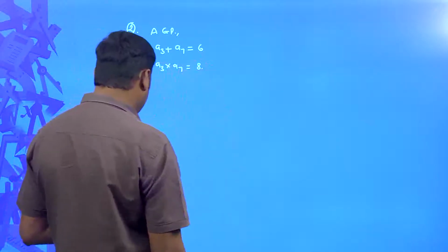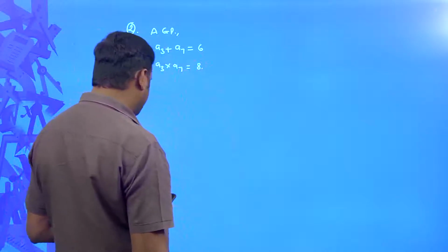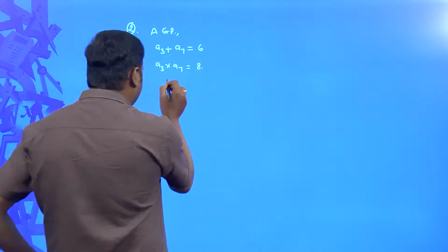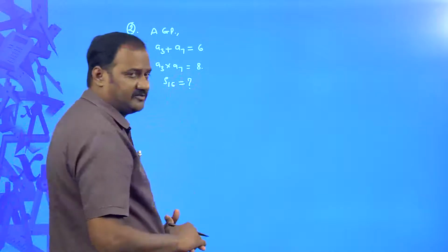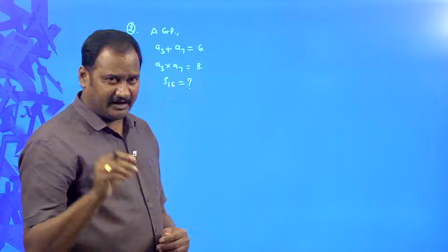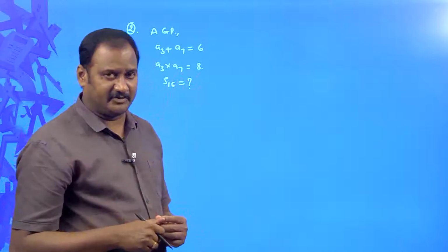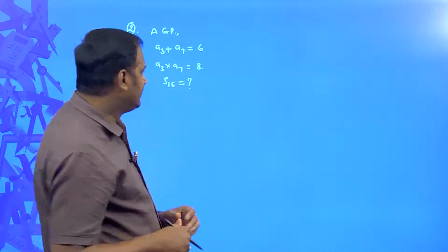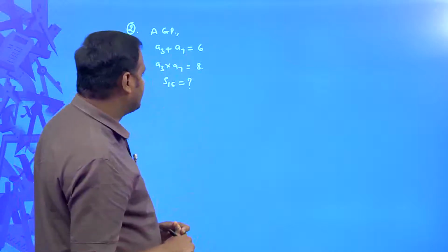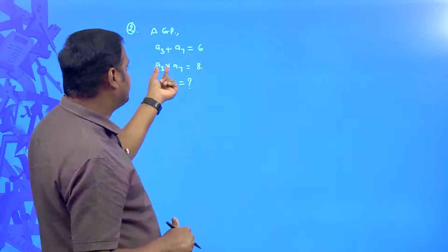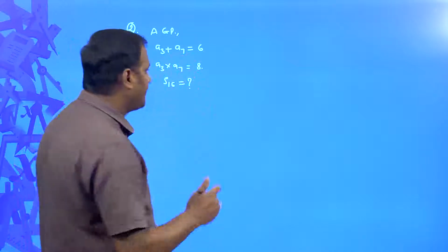So, what are you asked? Find out the sum of the first 16 terms of the AP. The sum of the first 16 terms of an AP is equal to how much? This is the problem given as the second problem of the 5.4 exercise, right. Let us try to understand. A3 plus A7 is equal to 6. A3 plus A7 means third term plus seventh term is equal to 6.